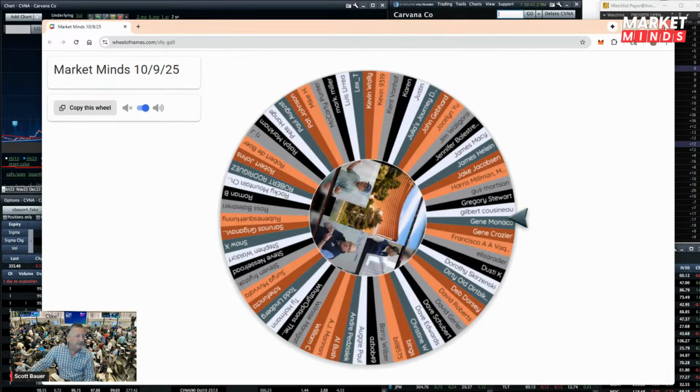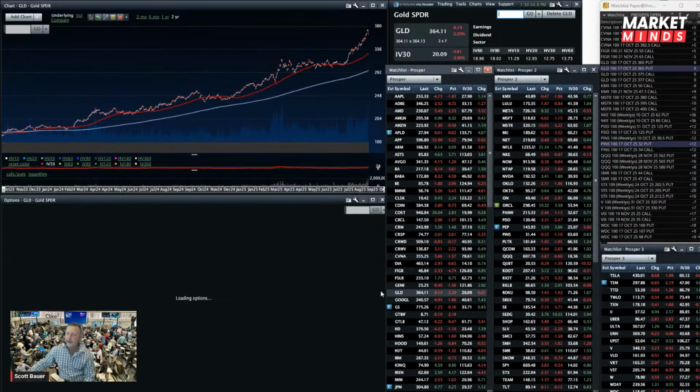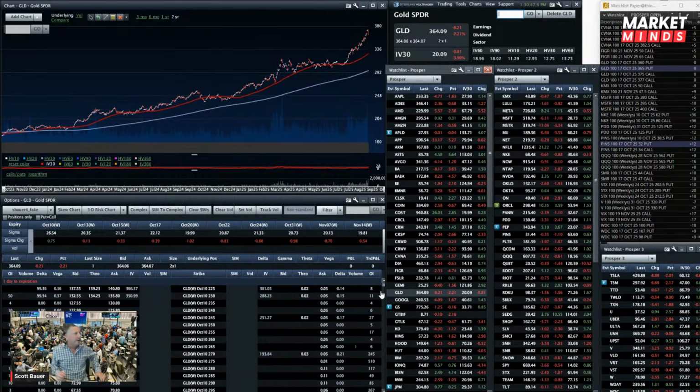GLD is still going down here, guys. It's going to be time for a reversal here. I'm going to look for a reversal here once we finish with Market Minds here.